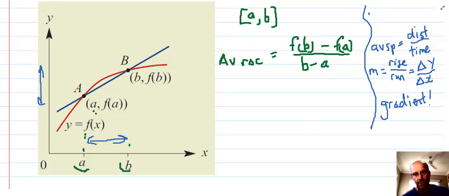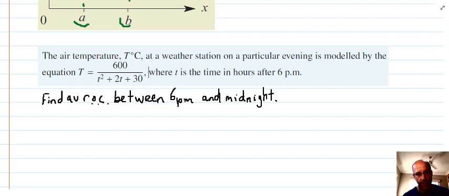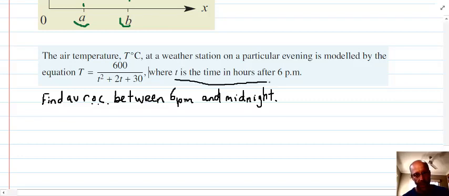Let's look at an example. So here's an example. The air temperature, capital T, degrees Celsius at a weather station on a particular evening, is modelled by the equation given there, where little t is the time in hours after 6 p.m. With questions like this, just make sure you've read that last bit. t is the time in hours after 6 p.m. It's not starting at midnight like some models do.